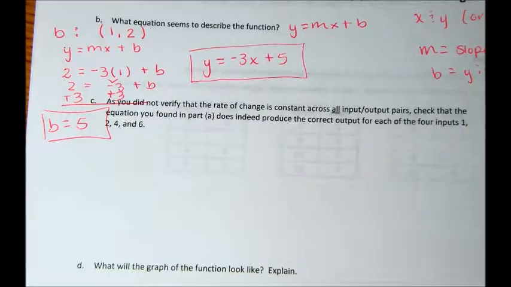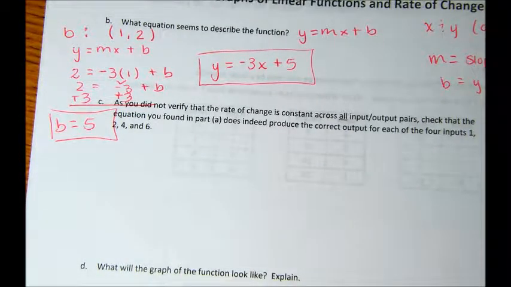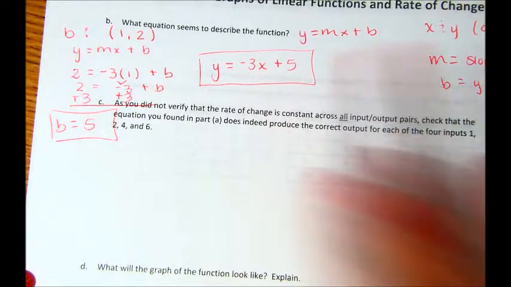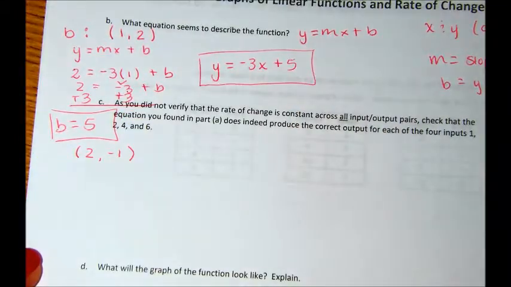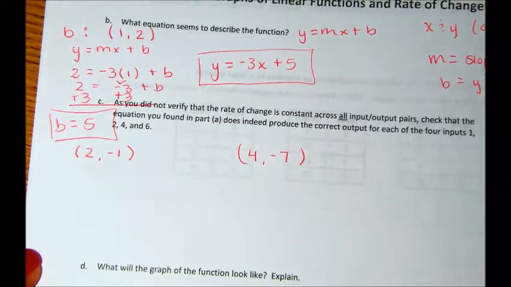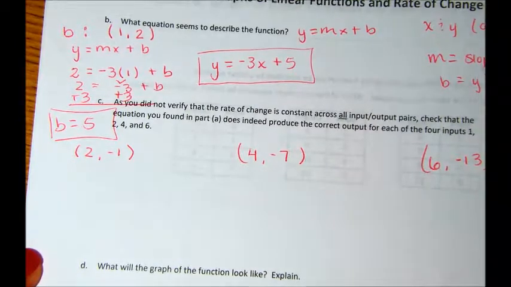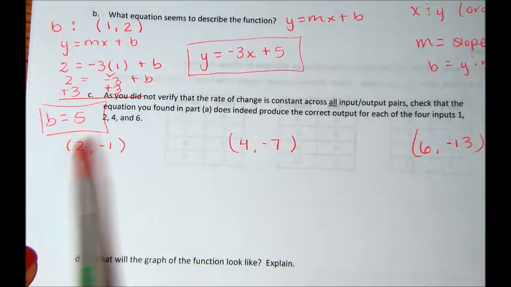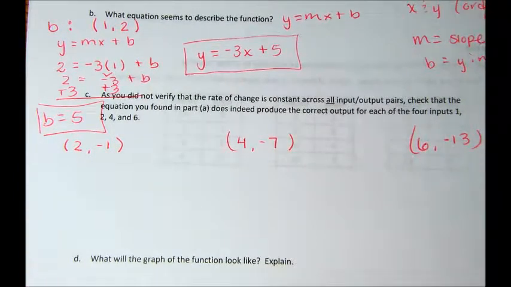Please use this equation to verify that each input will produce the matching output. So please use the following equation to verify for the ordered pair 2 and negative 1, for the ordered pair 4 and negative 7, and for the ordered pair 6 and negative 13. Each time, please substitute your given x and your given y into the equation, and your left side should equal your right side.